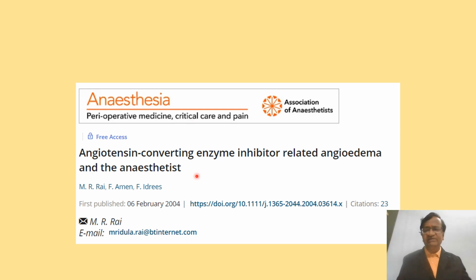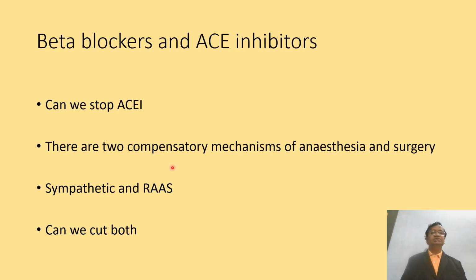Now there is a possibility that we may be called for ACE inhibitor related angioedema. Yes, that is possible. Now beta blockers and ACE inhibitors: if you give anesthesia, there are two compensatory mechanisms, one is sympathetic stimulation, another is RAS. Now you have got a beta blockade or alpha plus beta blockade, so your sympathetics are already dulled. Your anesthesia is also going to dull your sympathetics. Again, if the patient has captopril or enalapril, the RAS is also blocked. That is why we say at least keep the RAS by stopping your enalapril. Otherwise you get hypotension.